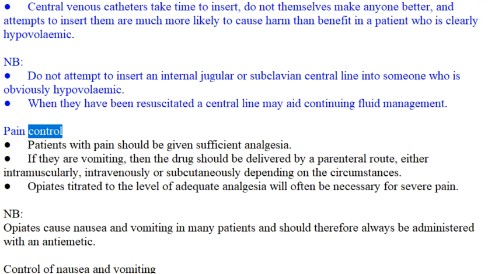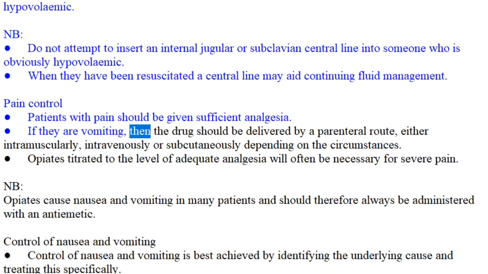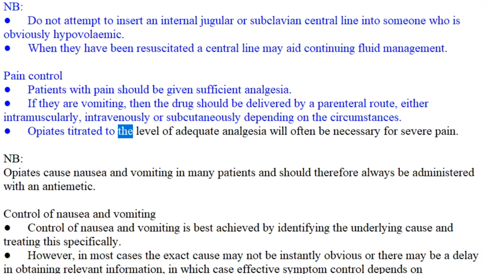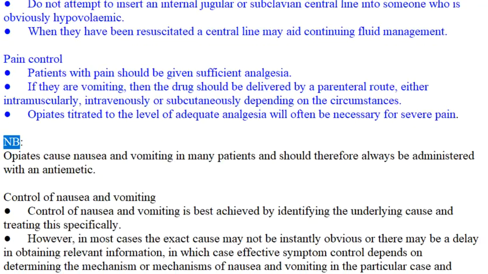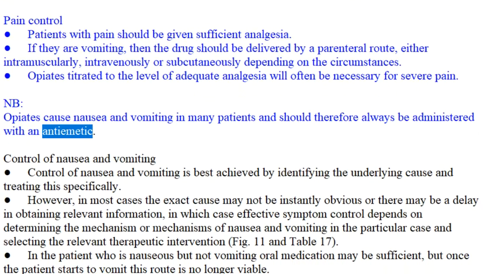Pain control. Patients with pain should be given sufficient analgesia. If they are vomiting, then the drug should be delivered by a parenteral route, either intramuscularly, intravenously or subcutaneously, depending on the circumstances. Opiates titrated to the level of adequate analgesia will often be necessary for severe pain. NB. Opiates cause nausea and vomiting in many patients and should therefore always be administered with an antiemetic.